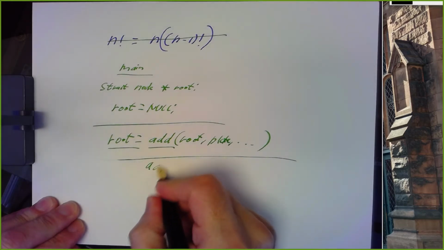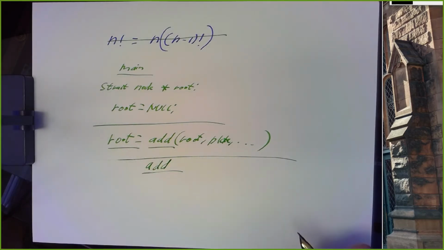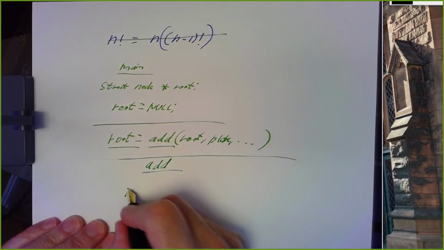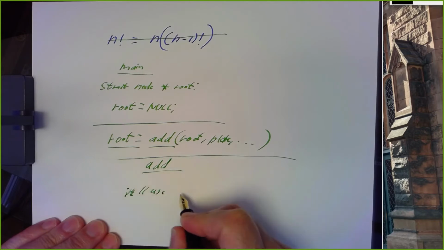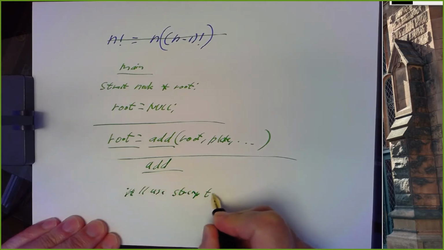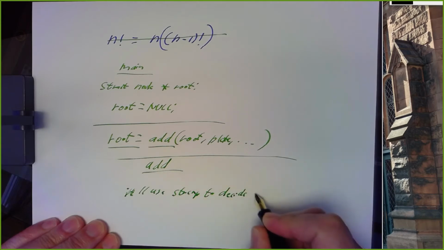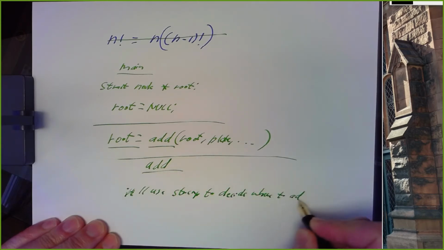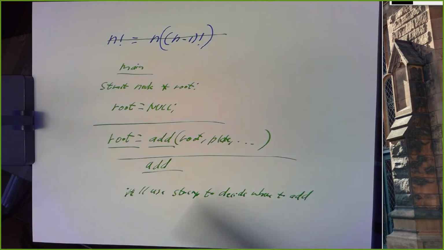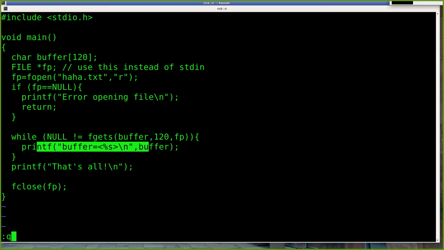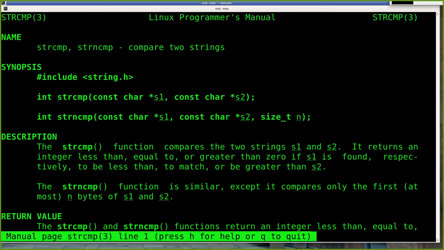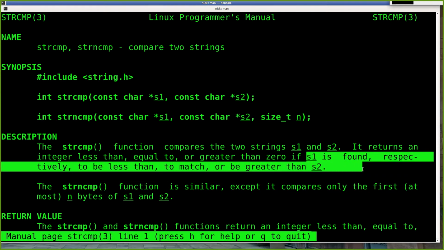Alright, in your add function, it's mostly recursive, right? So use string compare to decide where to add. And get extra friendly with the manual pages, right? So look at the manual page for string compare. It takes two strings, S1 and S2, and it compares those two strings and it returns an integer less than, equal to, or greater than 0 if S1 is respectively less than, equal to, or greater than S2.